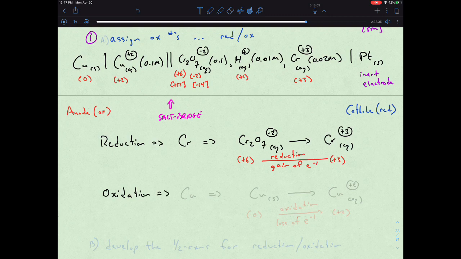We then have our oxidation, which is the copper. And so that's looking at the copper solid going to copper +2. So the oxidation changes there are going from 0 to +2. That's your oxidation, that's your loss of electrons.